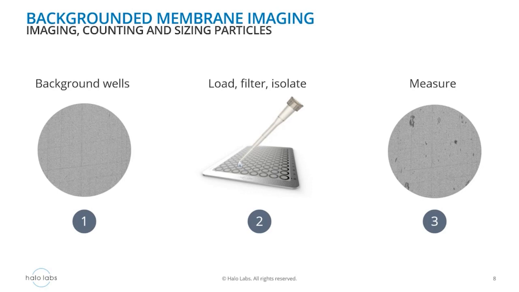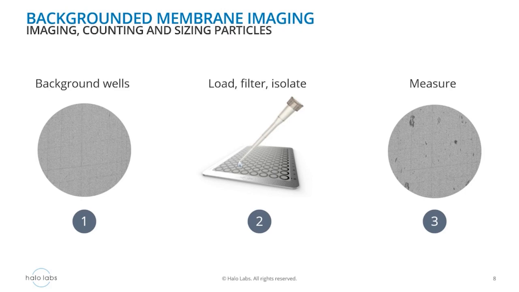So the process of imaging, counting, and sizing particles is very simple and one that we refer to as backgrounded membrane imaging, or BMI for short. So what does the BMI process look like? Well, it's as simple as 1, 2, 3 really. Step 1 being the backgrounding step. Here essentially we're just capturing an image of each well that we will be using. This process is around 30 seconds.